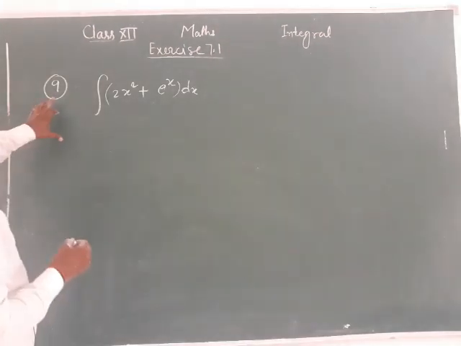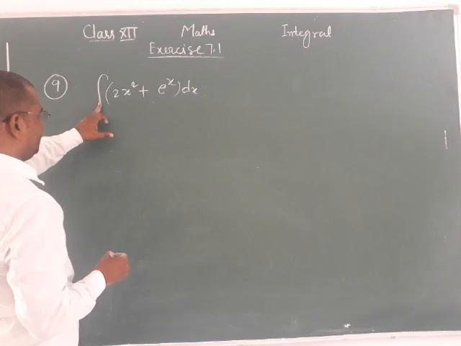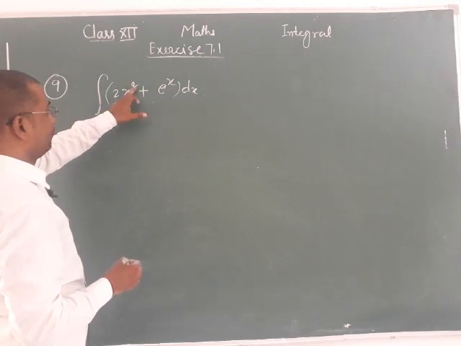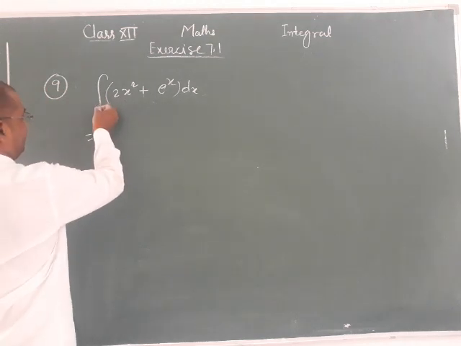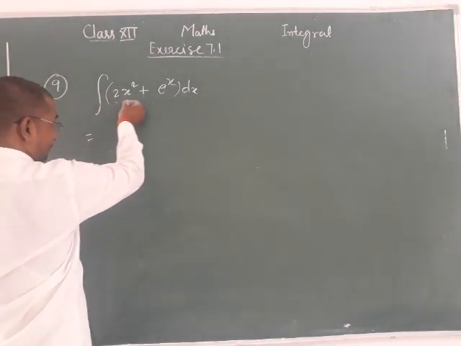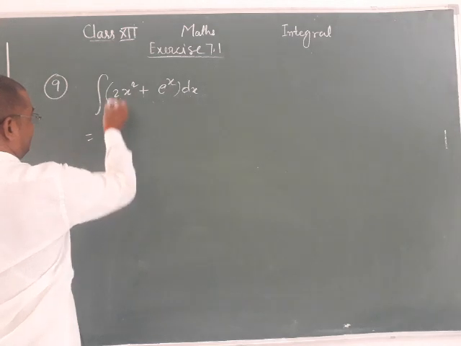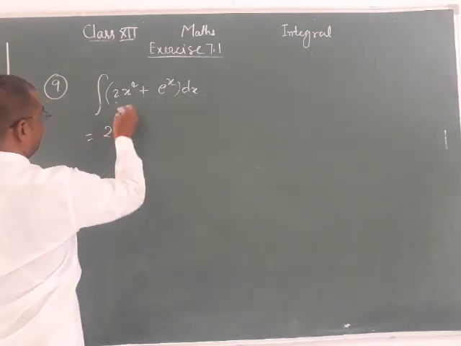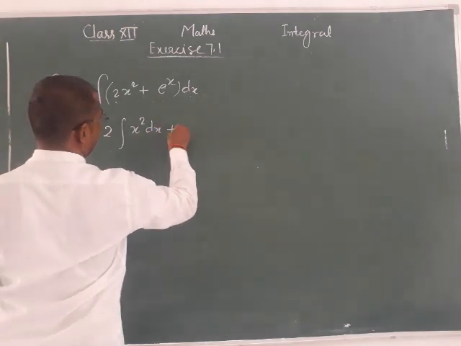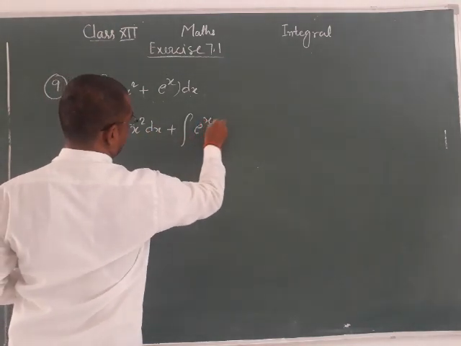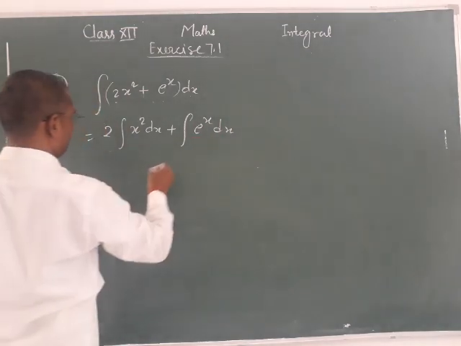Now question number 9. Integral of 2x^2 plus e^x dx. So now integration and dx multiply in this function. We get 2 times integral of x^2 dx plus integral of e^x dx.